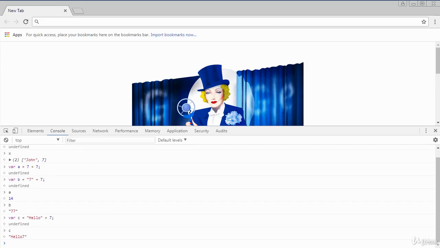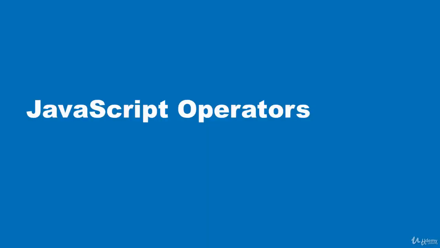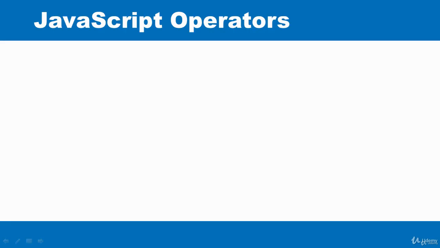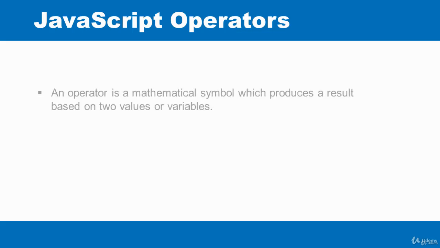If I, for example, create another variable here, I'll call this variable c, and I'll set that equal to, say, a string, and I'll call this hello, and I'll concatenate this. I'll add a number 7. Now if I call this variable c, I expect it to return hello 7.